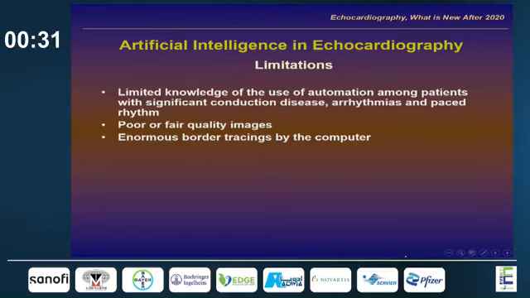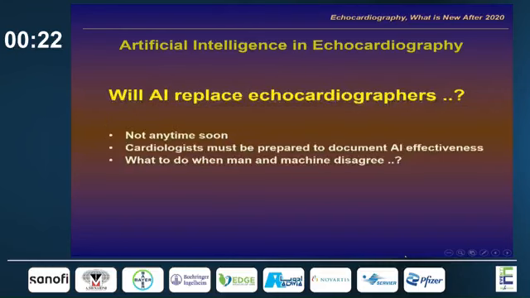So what about the limitation of this test? Limited knowledge of the use of automation among patients with significant conduction disease. This is still a limitation. Also, poor or fair quality images and erroneous border tracing by the computer.